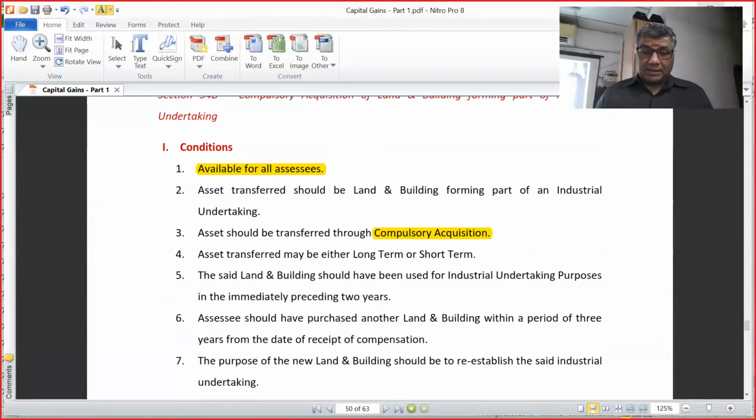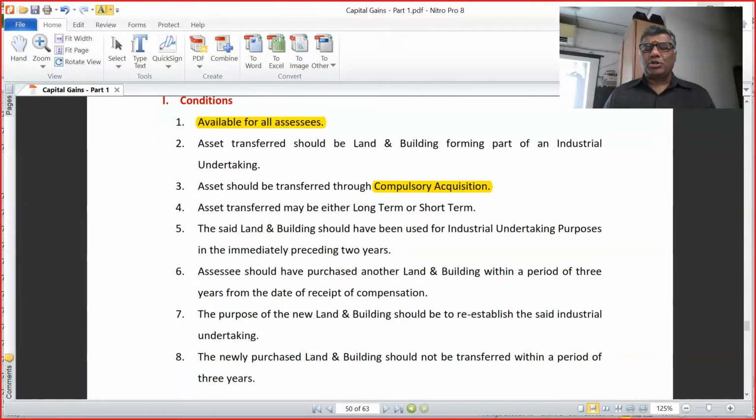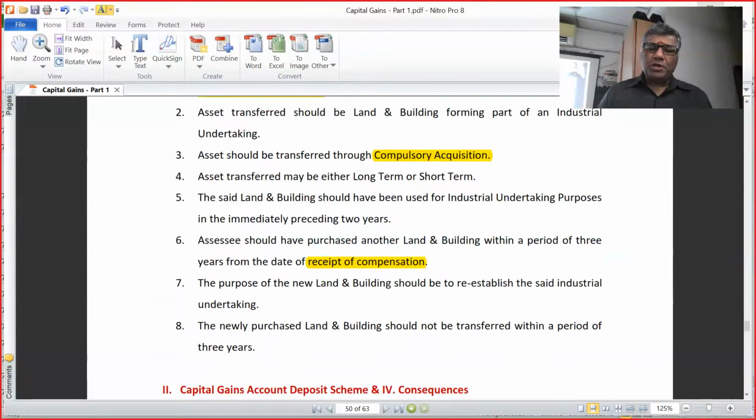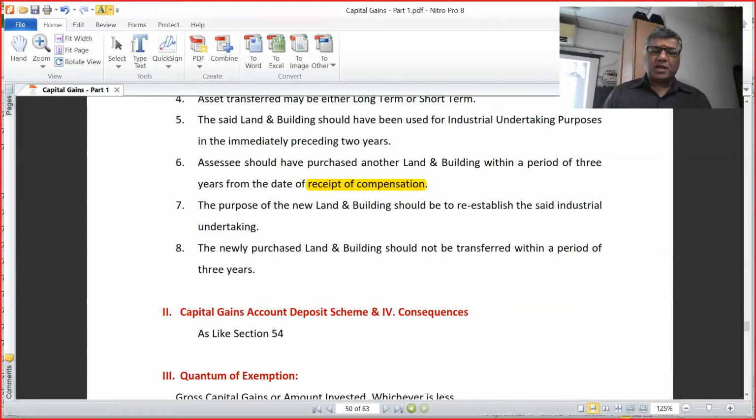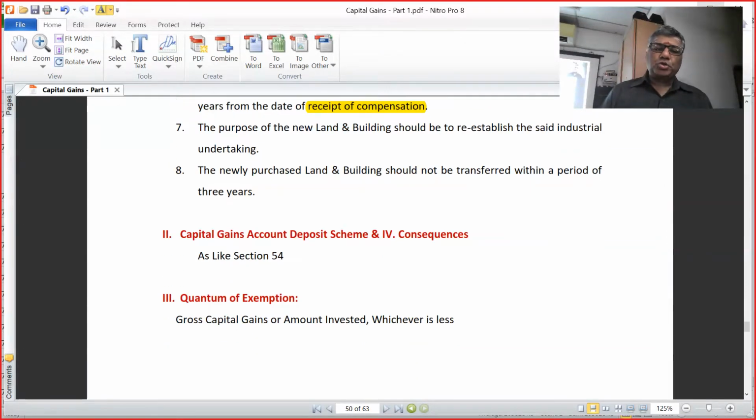The asset transferred may be either short term or long term, obviously. The said land and building should have been used for industrial purposes in the immediately preceding 2 years. It should be an active industry. The assessee should have purchased another land and building within the time counted from the date of receipt of compensation, not from the date of transfer. The purpose of the new land and building is to re-establish the industrial undertaking. The newly purchased building should not be transferred within 3 years, otherwise CGAS is applicable. Quantum of exemption: gross capital gain, whether long term or short term, or the amount invested, whichever is less. Read through.